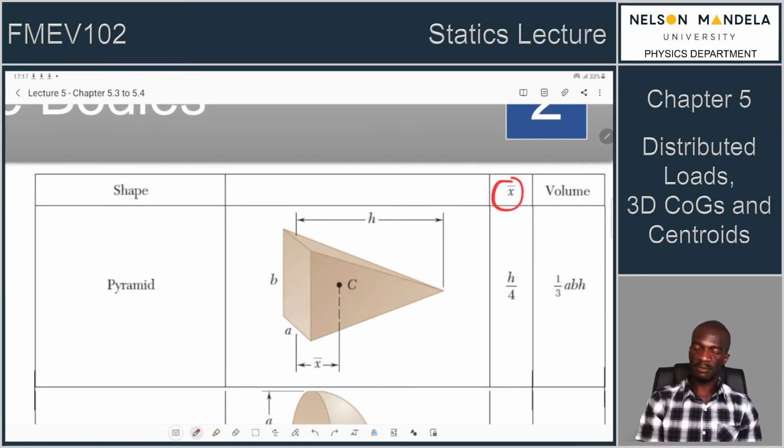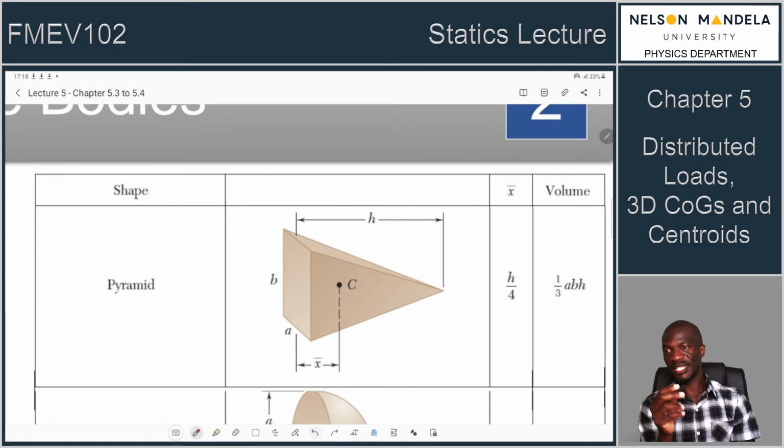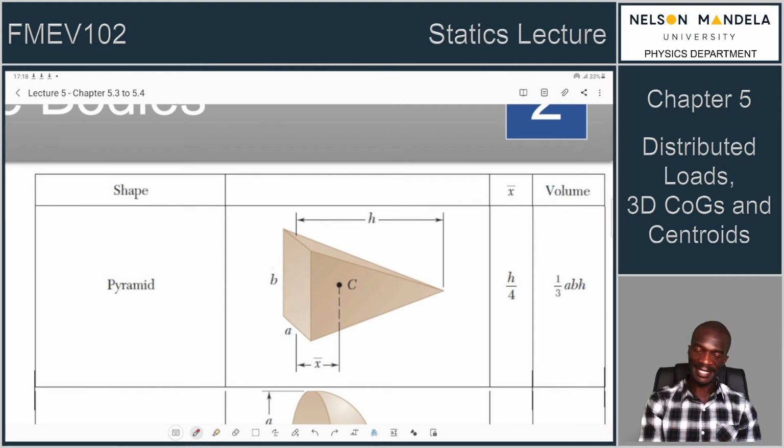Our only point of concern would be the x position, which is where we need to find the centroid. So that is our pyramid. It has some dimensions A, B, and that is the label of your centroid. So it's very important with these diagrams for you to identify the correct orientation and identify the A and the B and so forth.